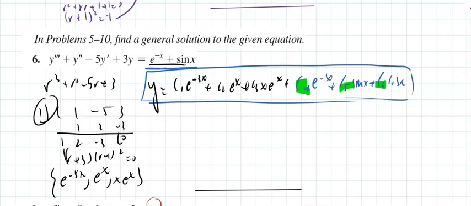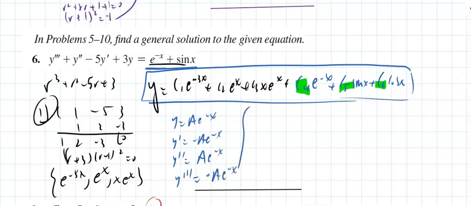Well, if I let y equal a e to the negative x, then y prime is negative a e to the negative x, y double prime is a e to the negative x, and y triple prime is negative a e to the negative x. And now if I put that in there, I will get, let's see, negative a plus a minus 5, so that's plus 5a plus 3a.